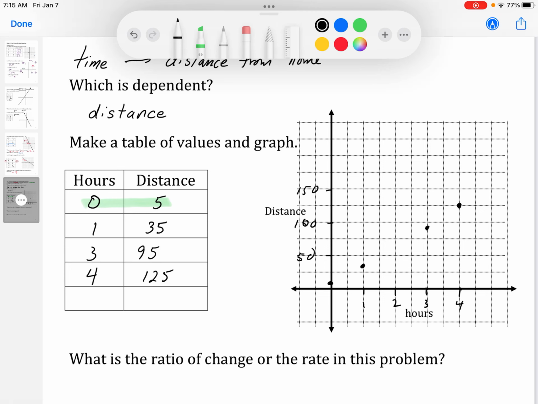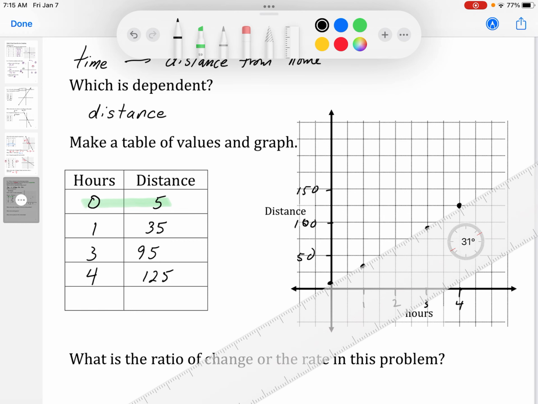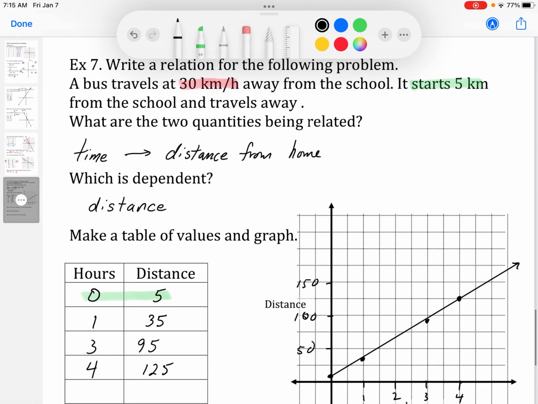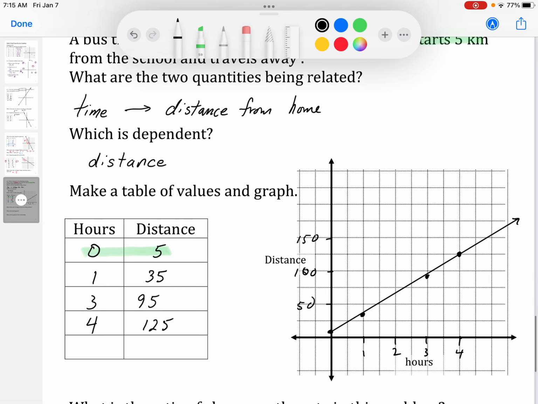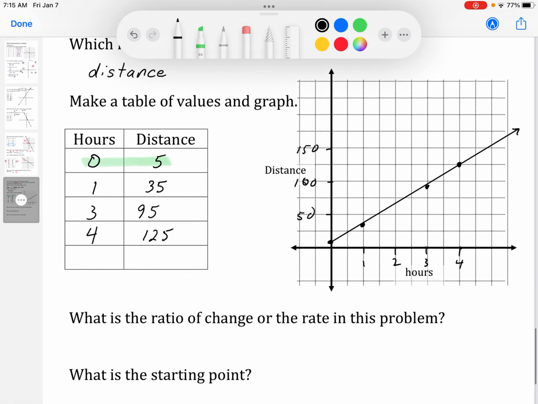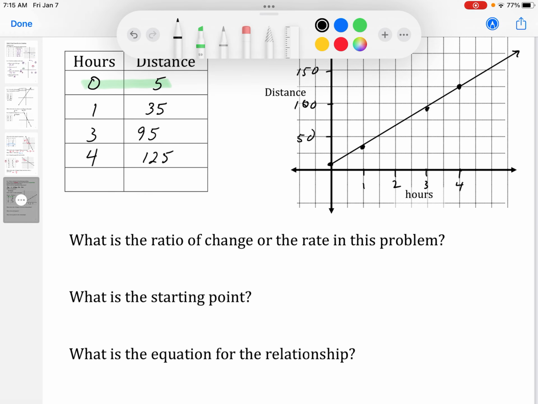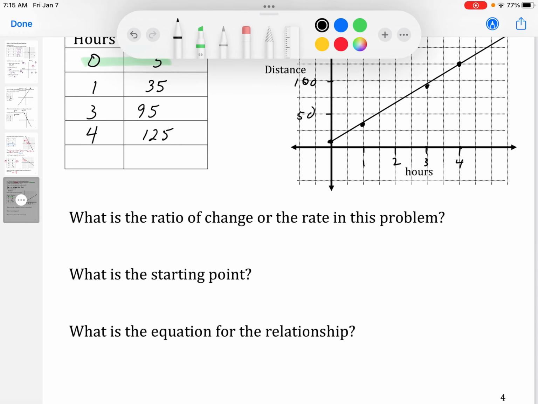And again, we could have chosen any points, because any points would give us the same line. And that's what I'm looking for. I'm looking for this line. And this line represents the relationship between time and distance for this particular problem. So I have my relationship in words. I have my relationship as a table, as a graph. And I can also come up with an equation for this if I know the ratio of change and a starting point. I can put it into the equation y equals mx plus b.